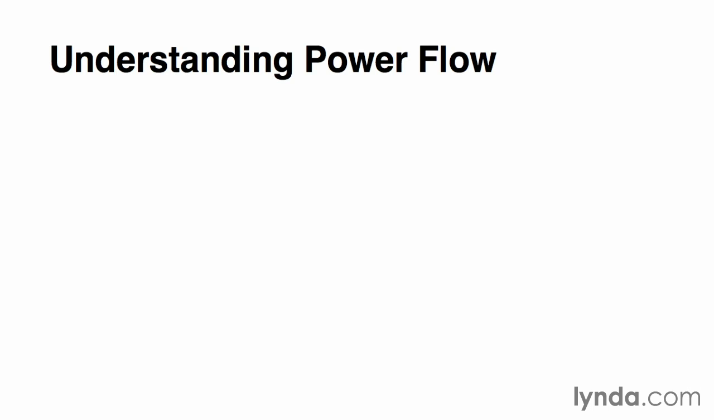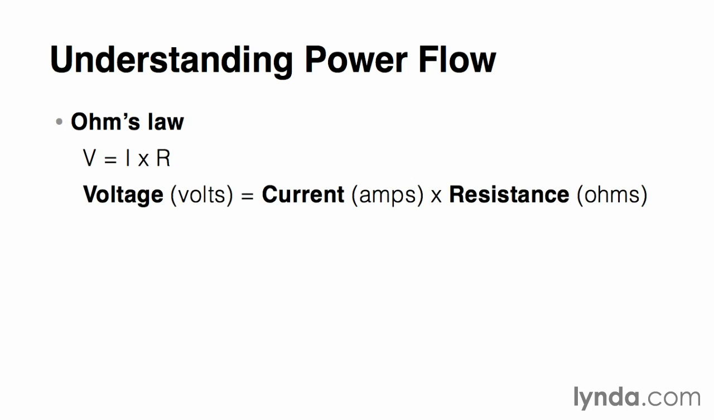When talking about electronics, it's important to understand how power flows through the circuit. Let's start with the basics about voltage, current, and resistance. These three components come together in Ohm's law, which is the key to understanding a circuit. Ohm's law says V is equal to I times R, or voltage is equal to current, which is measured in amps, times resistance, which is measured in ohms.